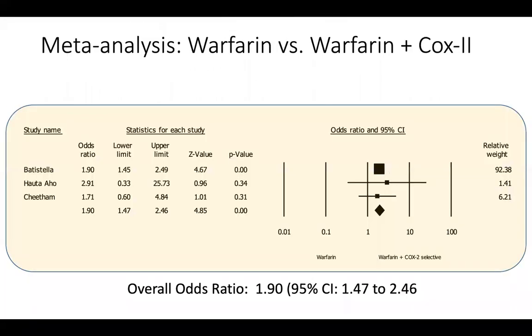When we look at warfarin plus COX-2 drugs, we saw that the risk of gastrointestinal bleeding was also significantly elevated with exposure to COX-2 inhibitors and warfarin relative to warfarin alone. As you can see there, the odds ratio is 1.9.